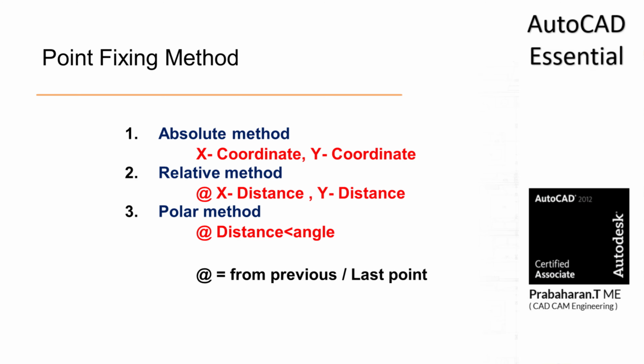As we discussed before, there are 3 types of point fixing methods available: absolute method, relative method, and polar method. In this session, we are going to discuss the absolute method elaborately with examples.